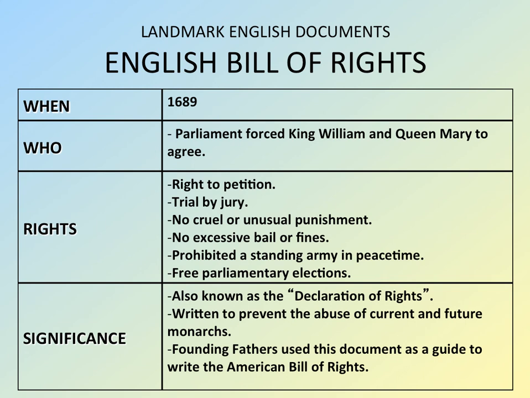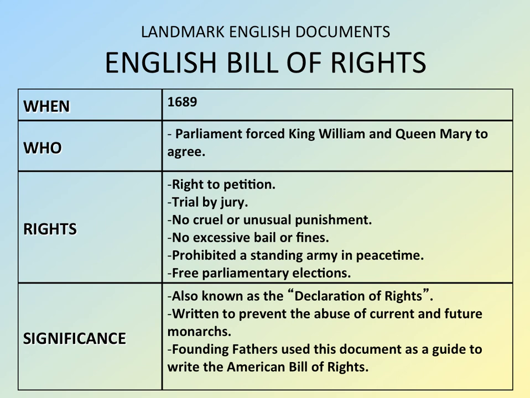The way it worked was Parliament went outside of England and found King William and Queen Mary to come in and become King and Queen of England. In exchange for that, they had to agree to sign this English Bill of Rights, giving the citizens of England and Parliament the right to petition, trial by jury, no cruel and unusual punishment, no excessive bails or fines, elections. It's also known as the Declaration of Rights, and again, it was written to prevent the abuse of current and future monarchs, or in other words, to limit the power of current and future monarchs.